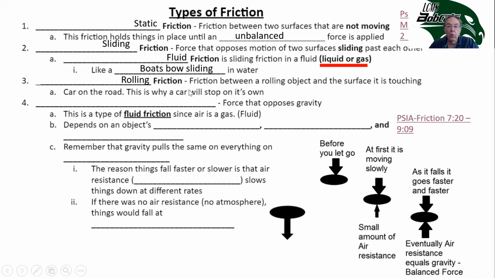Next kind of friction is rolling friction. And in the first video clip, we saw some examples of rolling friction. Rolling friction is when an object rolls over a surface touching it, so like car tires on the road.